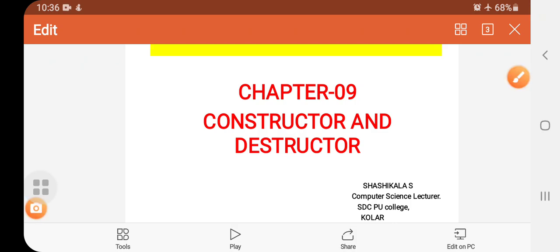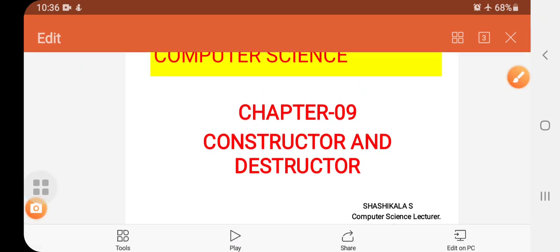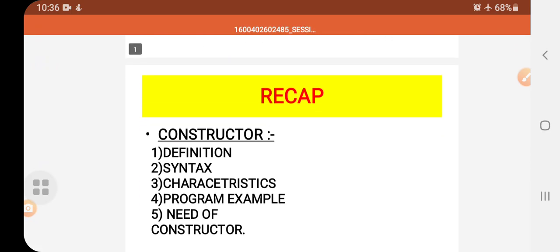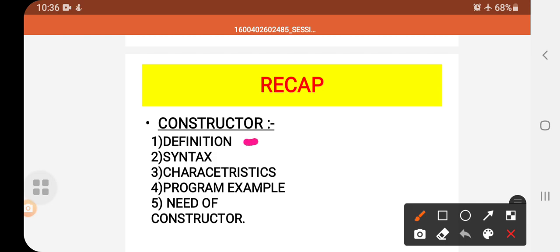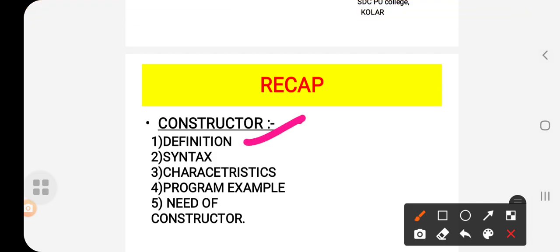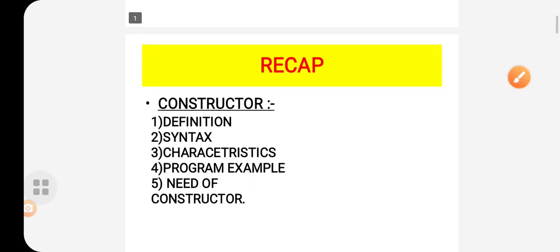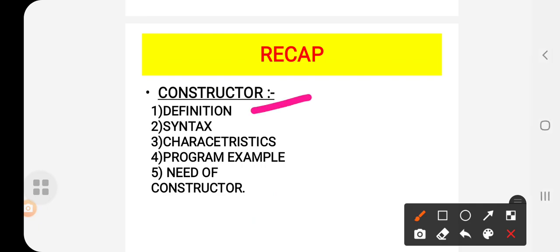Students, let us start the second session of the computer science second year syllabus, that is chapter 9, constructors and destructors. In session 1 I discussed the constructor definition, the constructor syntax, the characteristics of a constructor, and I gave a program example about the constructor and the need of constructors. So I'll recall within 5 minutes all the concepts which we discussed.